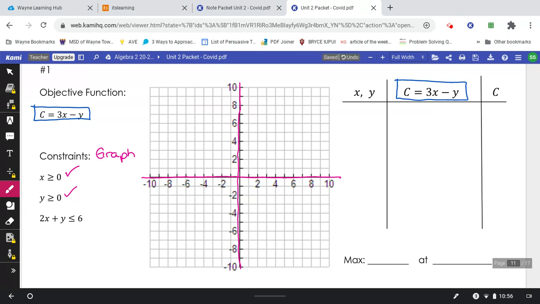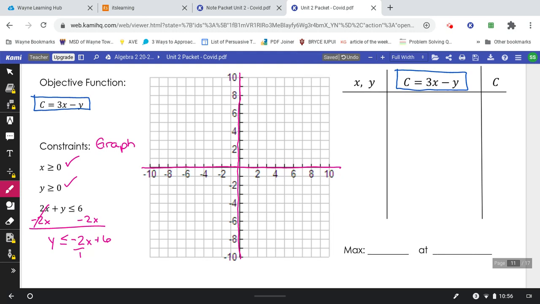Then if you notice, this last one actually needs to be solved. It needs to be put into y equals mx plus b form. I'm going to put my -2x first, and then plus 6. That would be my slope. And then I'm going to graph my y-intercept of 6. I'm going to go from the origin up 6, down 2 and right 1, down 2 and right 1. Continue that pattern. And I can also go up 2 and left 1.